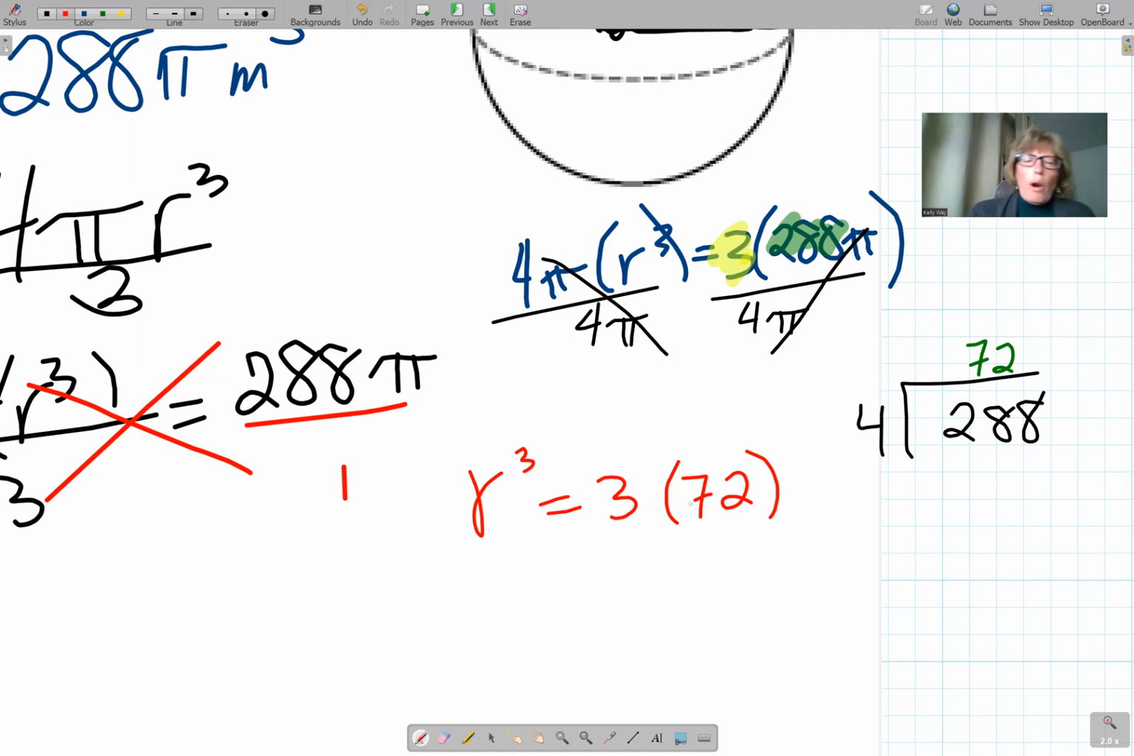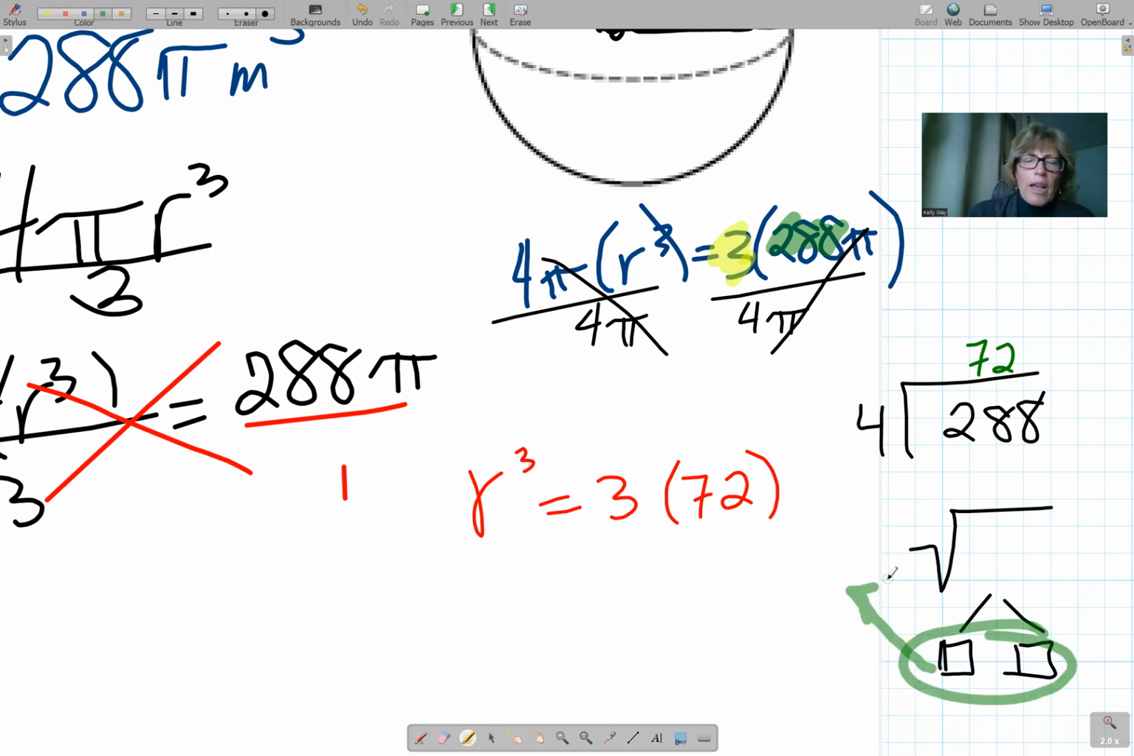Now, here's the tricky part, how to do cube roots. In a square root, the rule was this. If you have a pair, then the pair gets to go out and come out as a single unit. Technically, when you normally do a square root, there's a 2 there, but we don't write it down because that's the baseline. So if you have a pair, you get to go out.